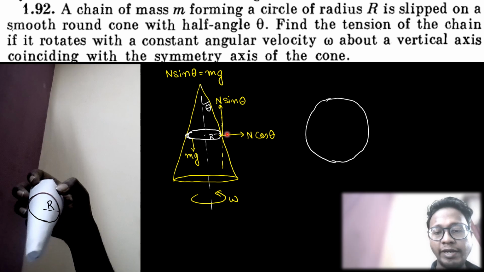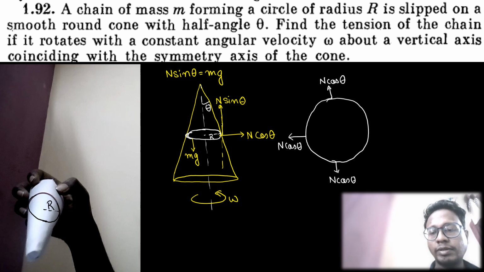And the value of N cos theta is acting radially outward, no? So out here N cos theta, out here N cos theta, out here N cos theta. Similarly out here also N cos theta, out here also N cos theta. That means the N cos theta component is acting radially outward. Okay, and this ring is rotating with angular velocity of omega.